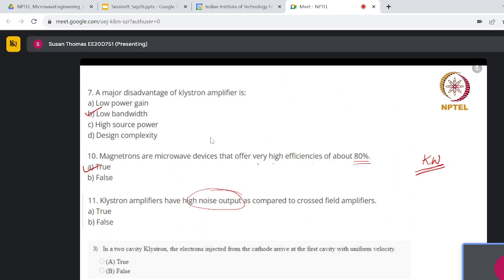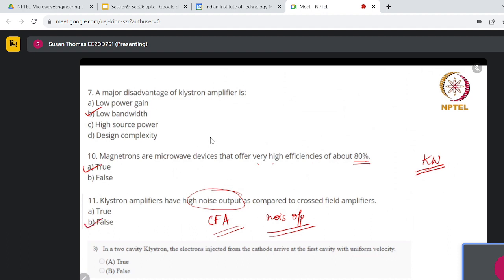But how about the noise output? To answer this, if you look at the noise output in case of klystron and in case of a cross field amplifier, the bandwidth is good, but the noise output is very large. So basically, this is a kind of noisy, but in fact, klystrons are comparatively less noisy. So this is a false statement.